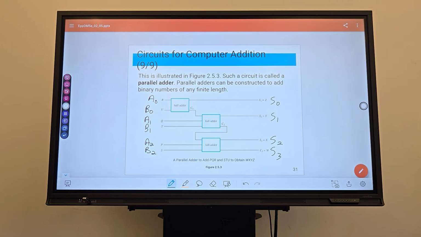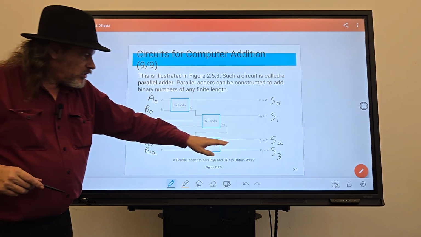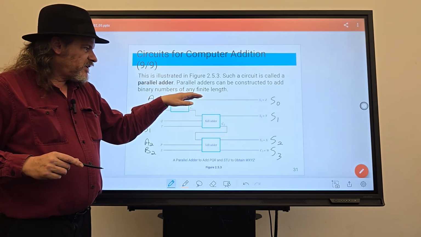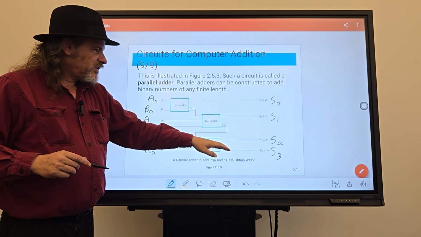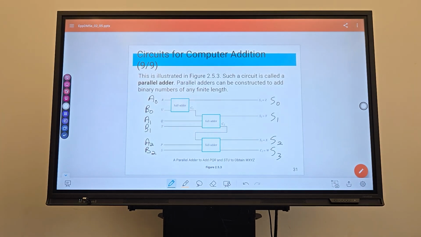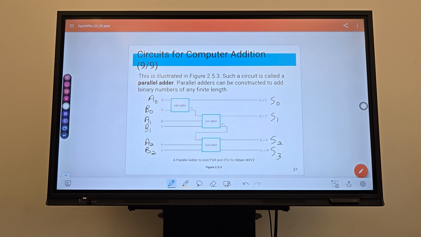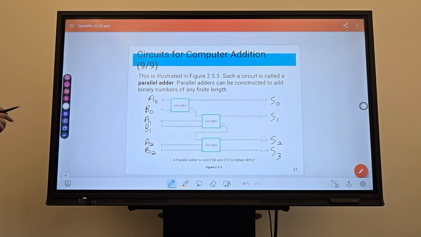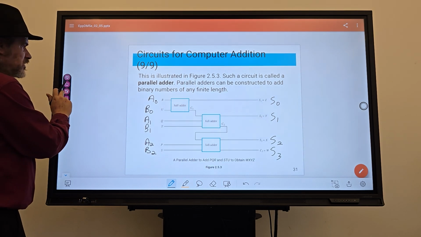I've never heard of it called a parallel adder, but they say it's called that. But in digital logic, it's typically called a ripple adder because the result down here cannot be calculated until these previous results have been calculated. Therefore, the result ripples down from the low bits to the high bits. So that's a ripple adder or parallel adder.